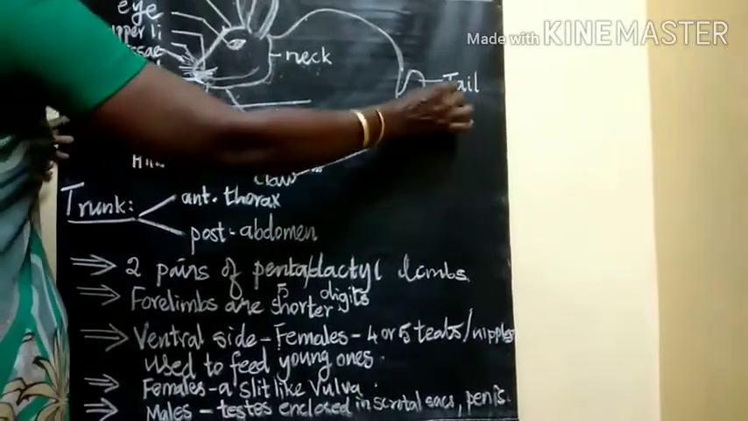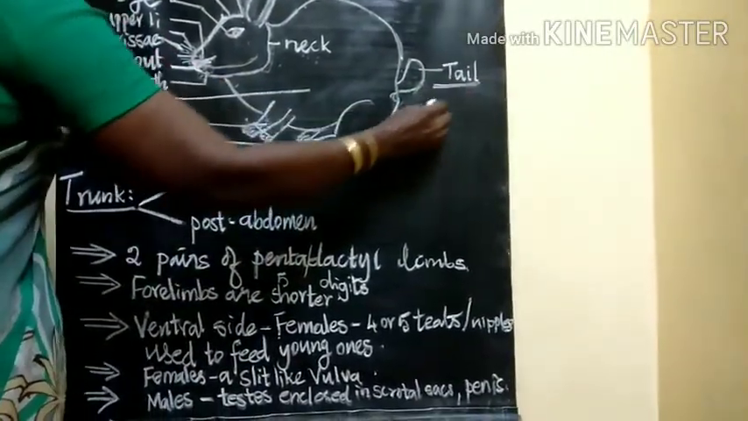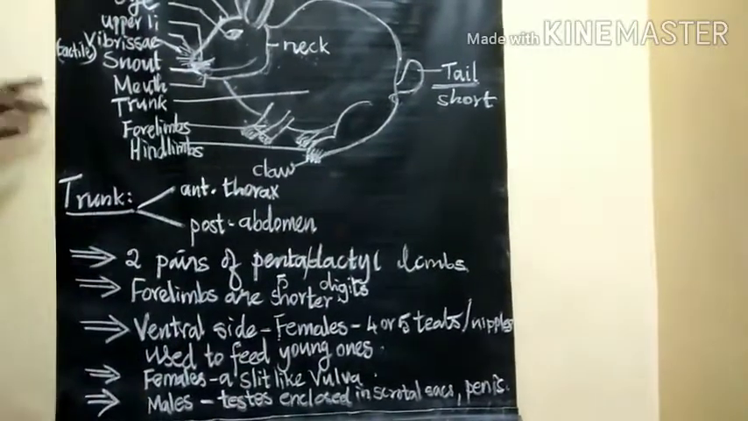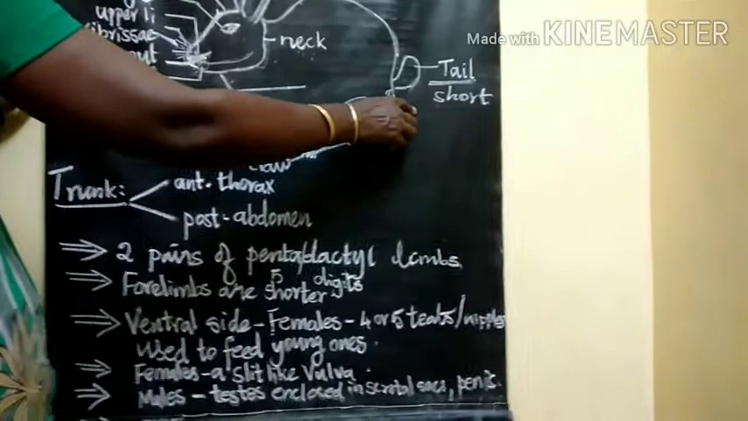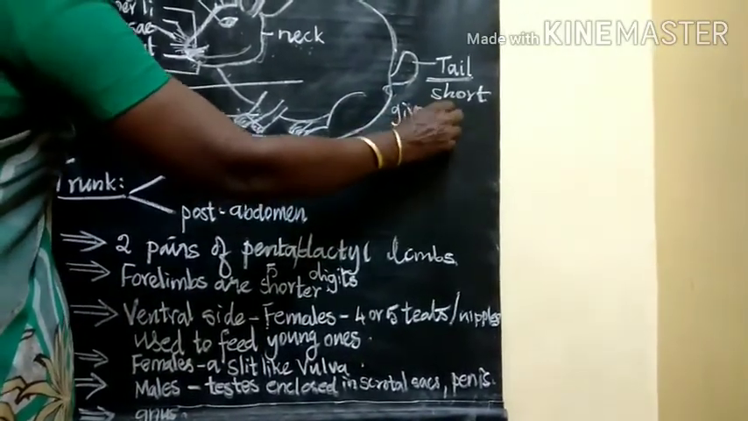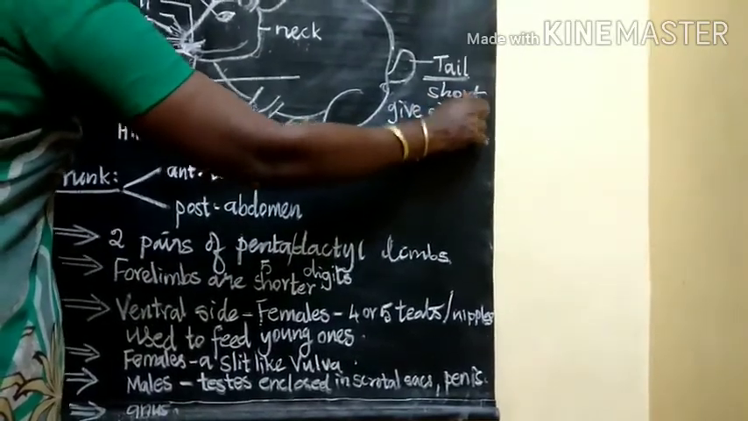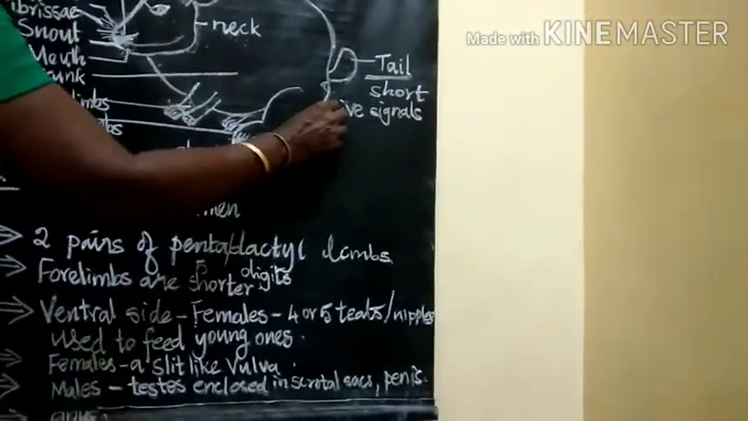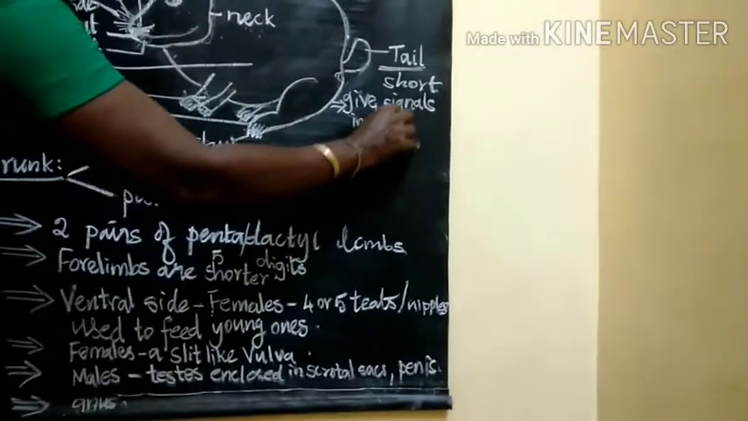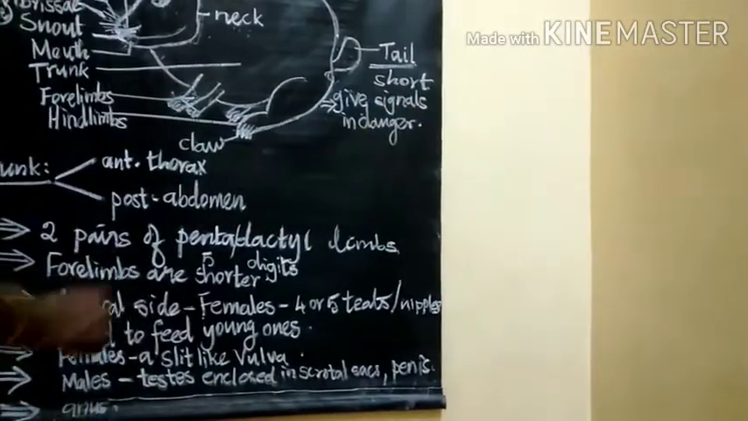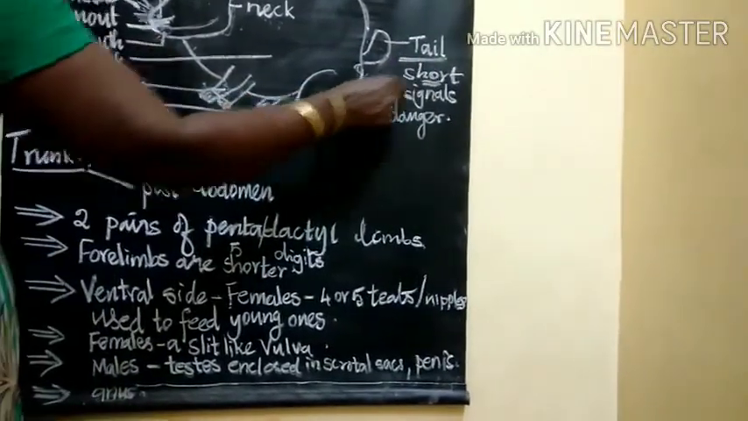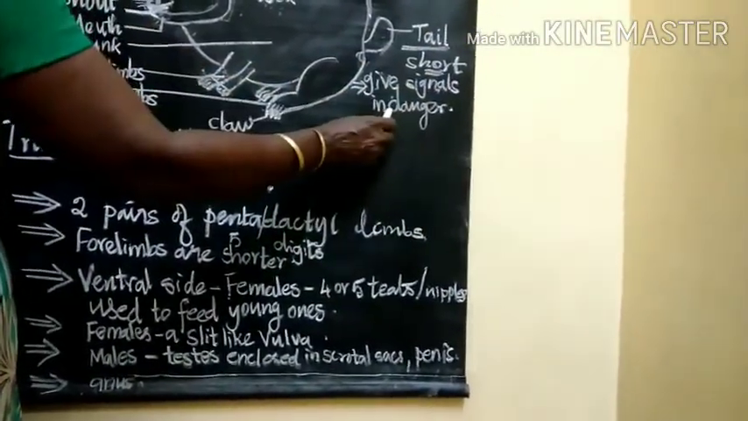The last part is tail. The tail is very short. What is the use of tail? The tail is used to give signals to other rabbits in the event of danger. Tail is very short and it is used to give signals to other rabbits in the time of danger.